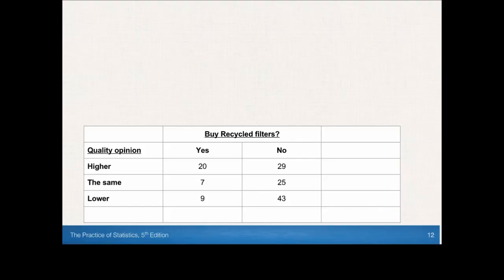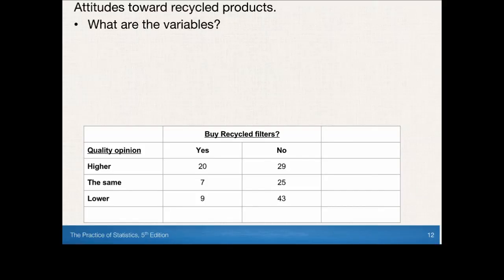So this scenario has to do with whether people buy recycled coffee filters, and what their opinion is on the quality of recycled materials. So the data is shown. We have these variables. So what variables do we have?